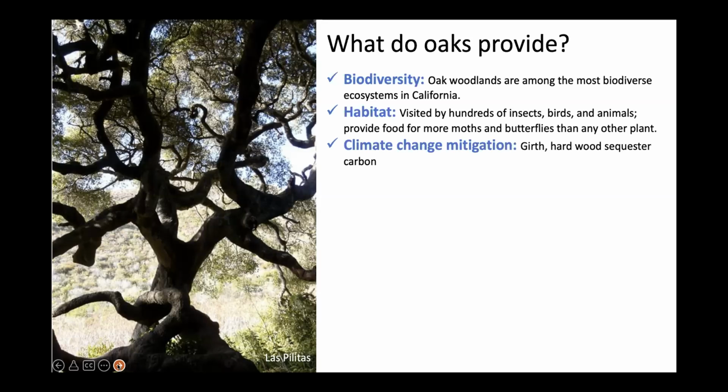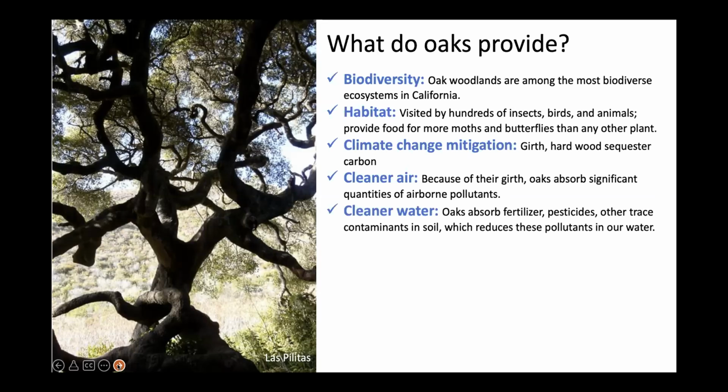They help mitigate climate change because of the girth and how hard the wood is. That helps sequester carbon. Helps clean our air, again, because of the girth of oak trees. They absorb a significant quantity of airborne pollutants. And they also help clean our water. They absorb fertilizers and pesticides, and other trace contaminants that run off into soil.